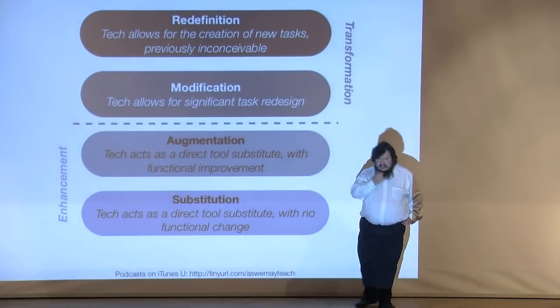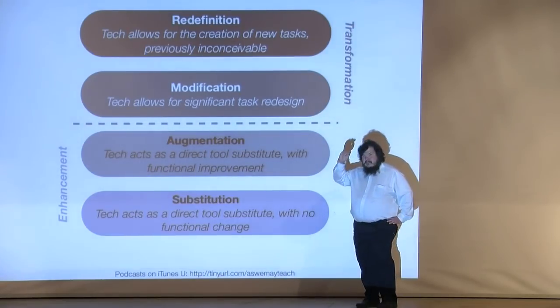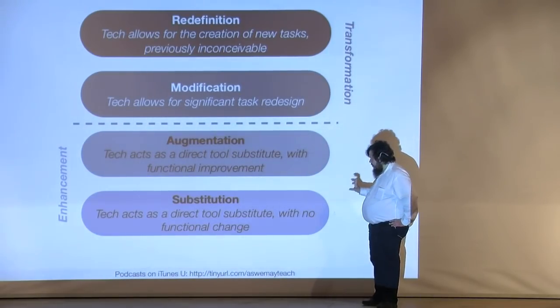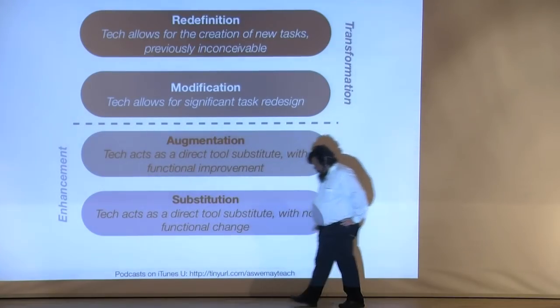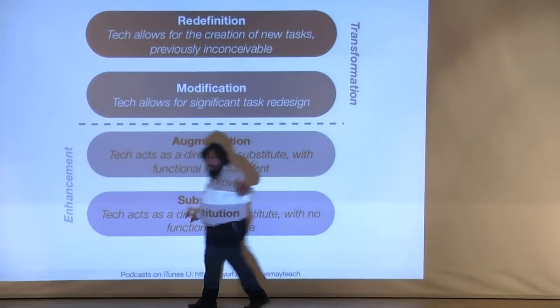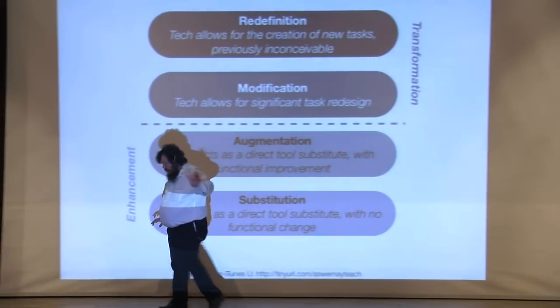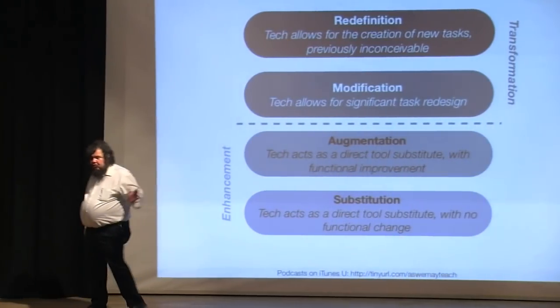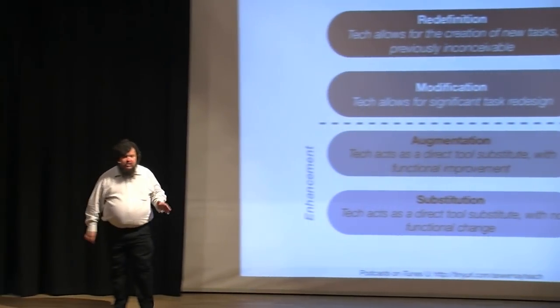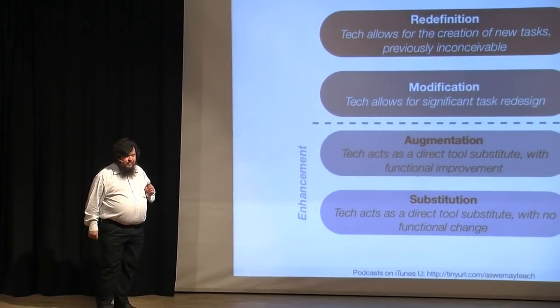And each of these levels corresponds to a progressively higher level of use. So let's start at the beginning. I'm going to do this with an example. At the substitution level, you had an old technology. You were doing, after all, things in education before the computers came around, right? So you were doing things with an older technology, and you replace it with a newer technology.